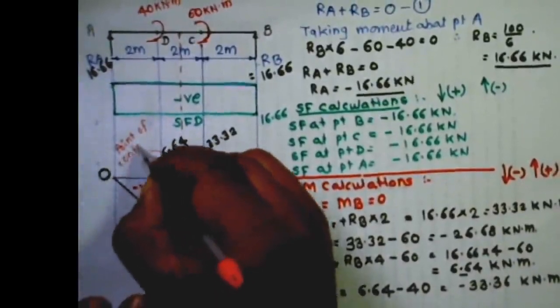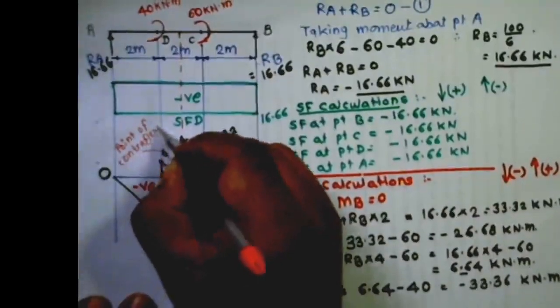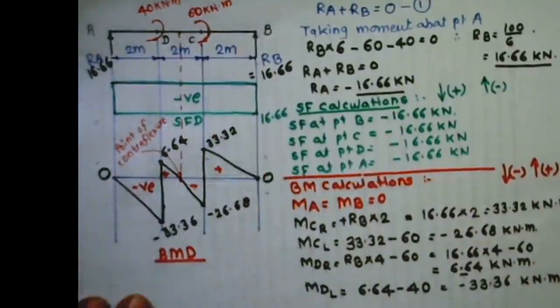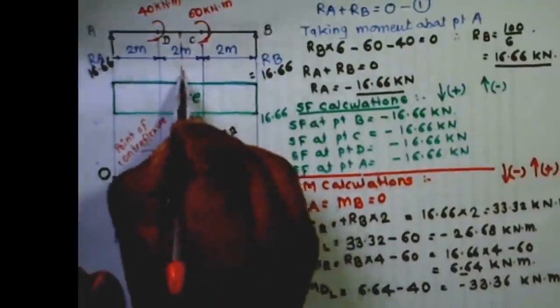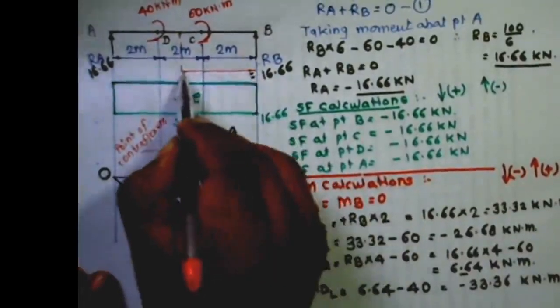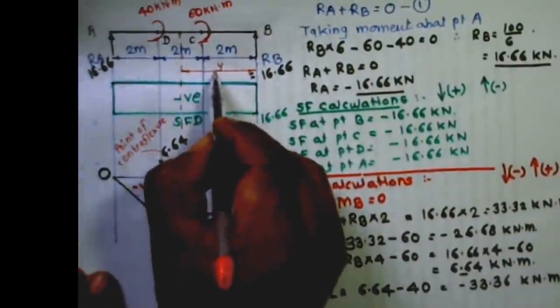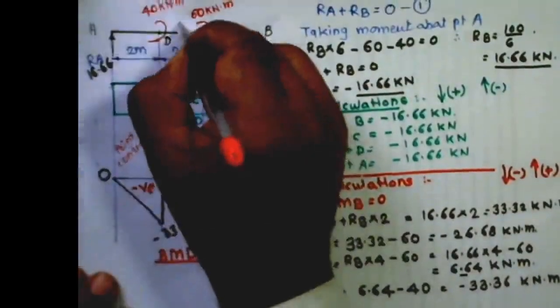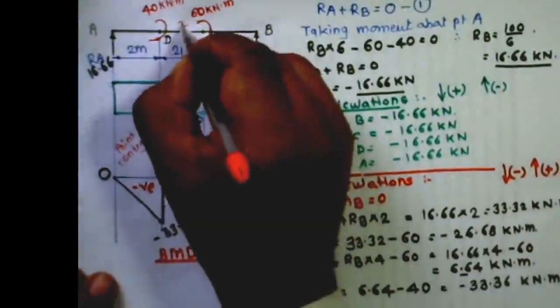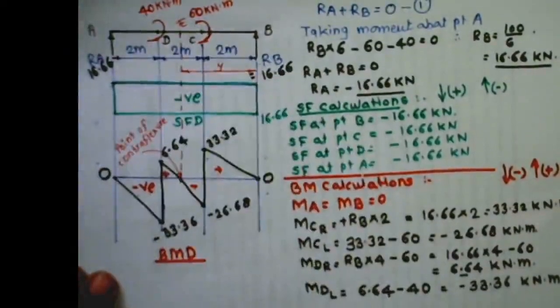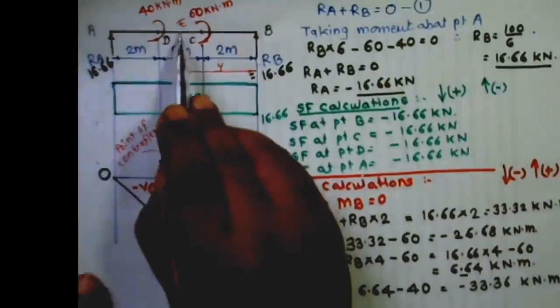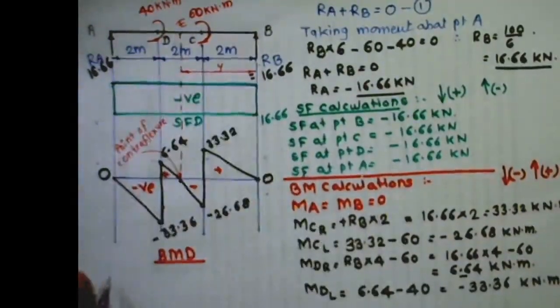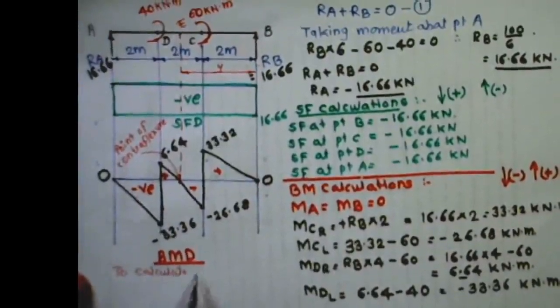Point of contraflexure means the bending moment diagram changes its sign from positive to negative or negative to positive, or you may say vice versa. So in this case we have to calculate the location of the point of contraflexure, that is Y. Here I am giving the name E to this point. To calculate the distance Y, we have to take the moments about point E.